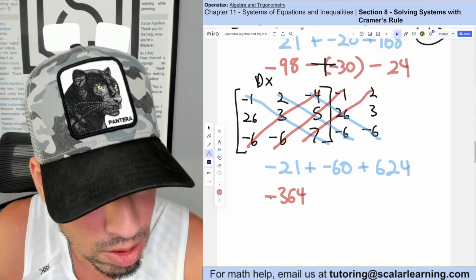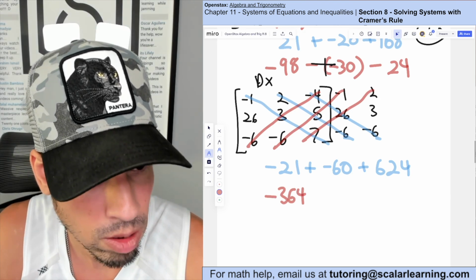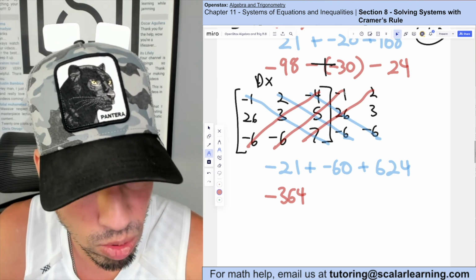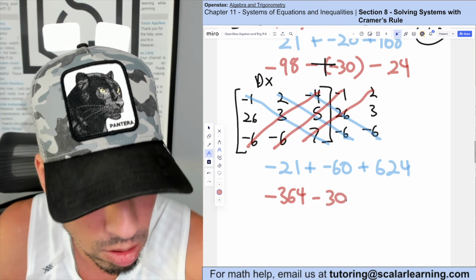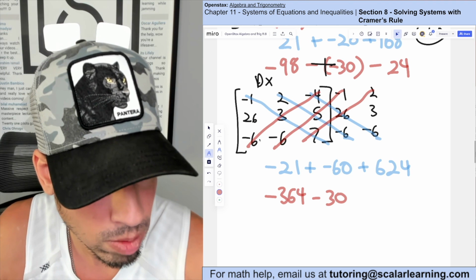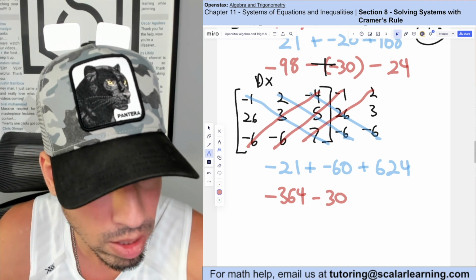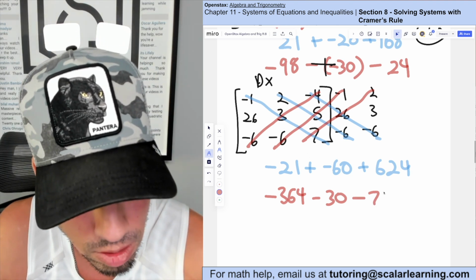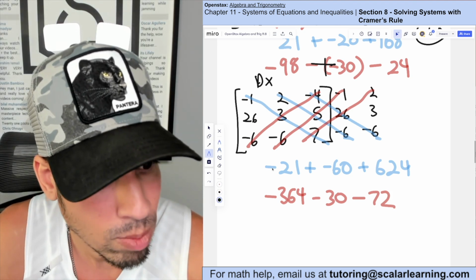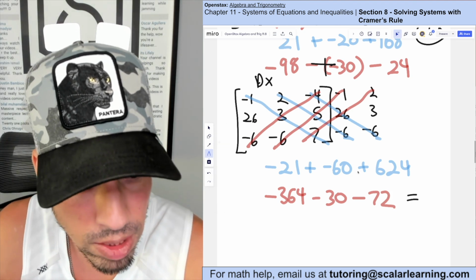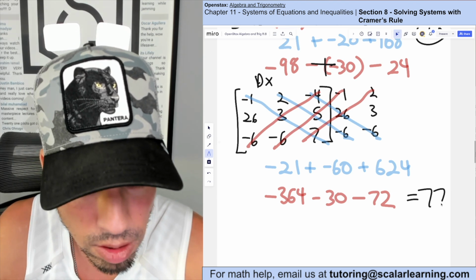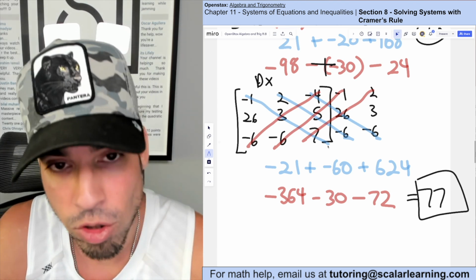But again, we're minusing all of these. 1 times 5 times 6, those two negatives will cancel out. So that's 30. So we're minusing 30. And then last but not least, 12 times 6 is 72. Positive, right? Because the negatives cancel out, but we're minusing it. So minus 72. And then we have positive 77 when you combine all this together. So that's dx, determinant of x.